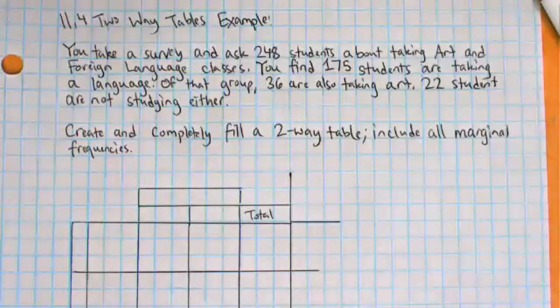Okay, so today we are doing a practice problem involving two-way tables, in particular one in which we need to fill out a two-way table. You take a survey and ask 248 students about taking art and foreign language classes. You find 175 students are taking a language. Of that group, 36 are also taking art. 22 students are not taking either. And we are tasked with creating and filling out a two-way table, including all marginal frequencies.